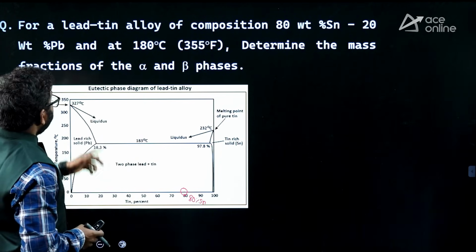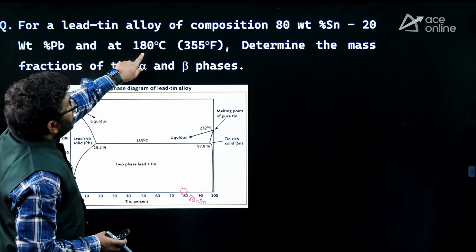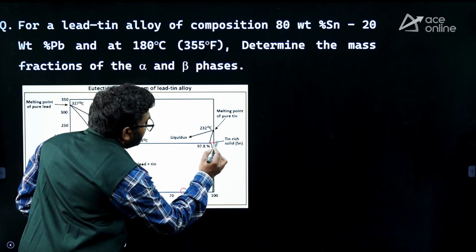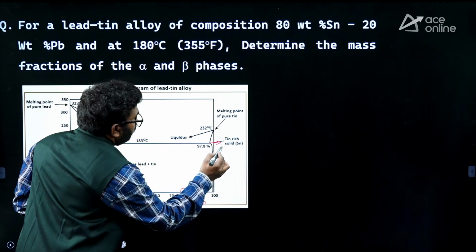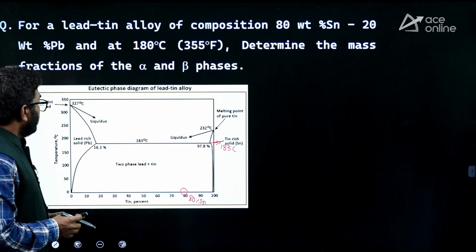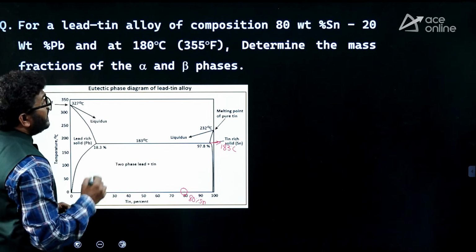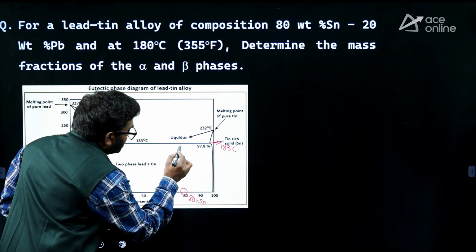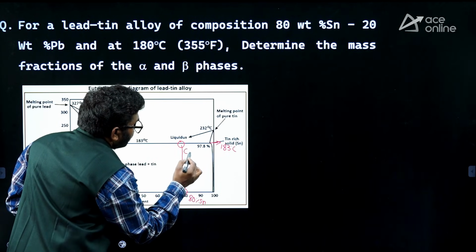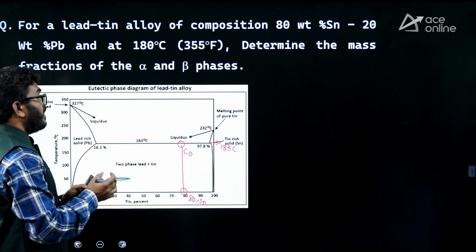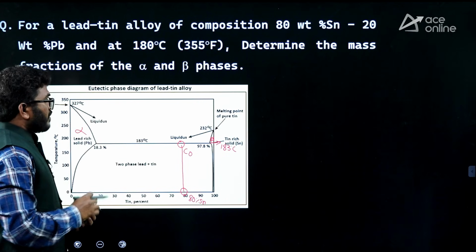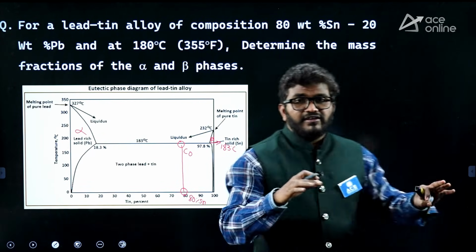Now, they are asking at 180 degrees Celsius. Strictly speaking, this takes place at this line, the eutectic temperature line, which is 183 degrees Celsius, or in some textbooks 182. So 183 is given here. They are asking 180 degrees Celsius, slightly below this line, so at this point we are going to calculate the mass fraction of alpha and beta. This is alpha, this is beta. Now we will find the lever line first.